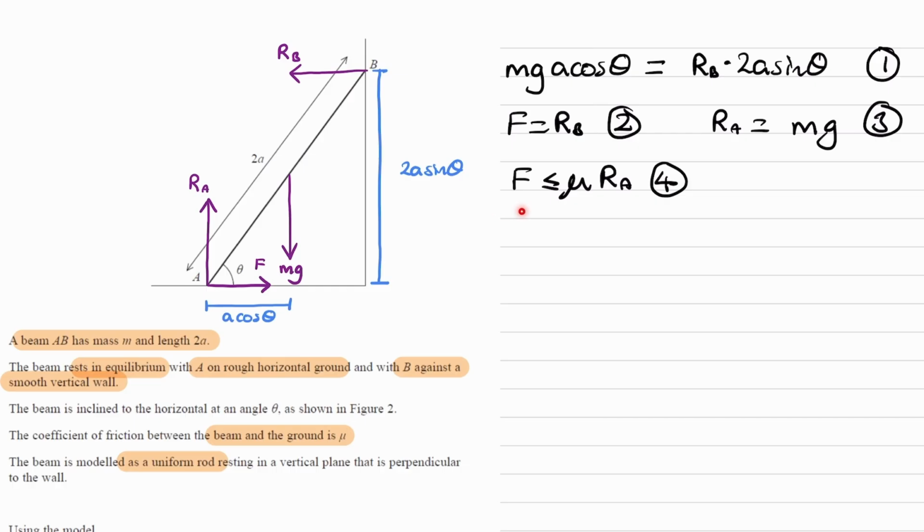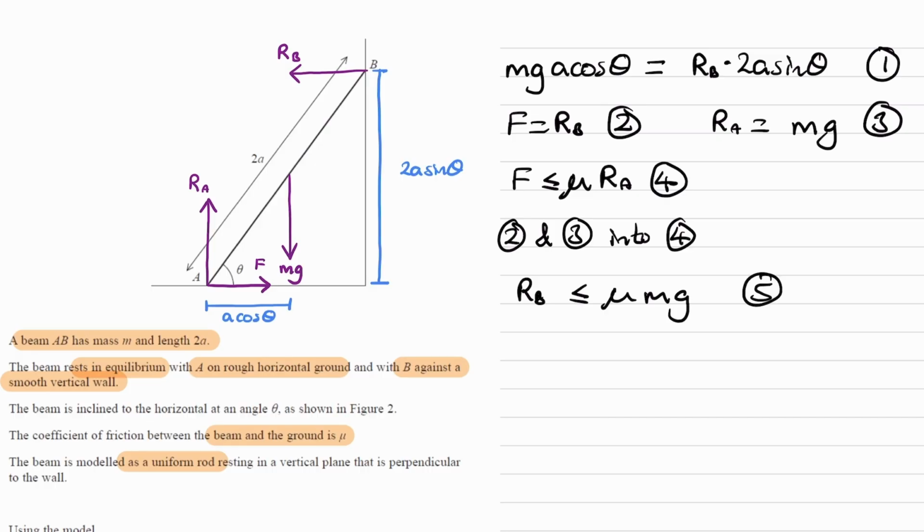So starting with this inequality that we have here, let's try and get rid of F and Ra. We can do so with equations 2 and 3. So putting equations 2 and 3 into inequality 4, replace the F with Rb and replace the Ra with mg. And that then becomes Rb is less than or equal to mu mg. Let's call this equation 5.